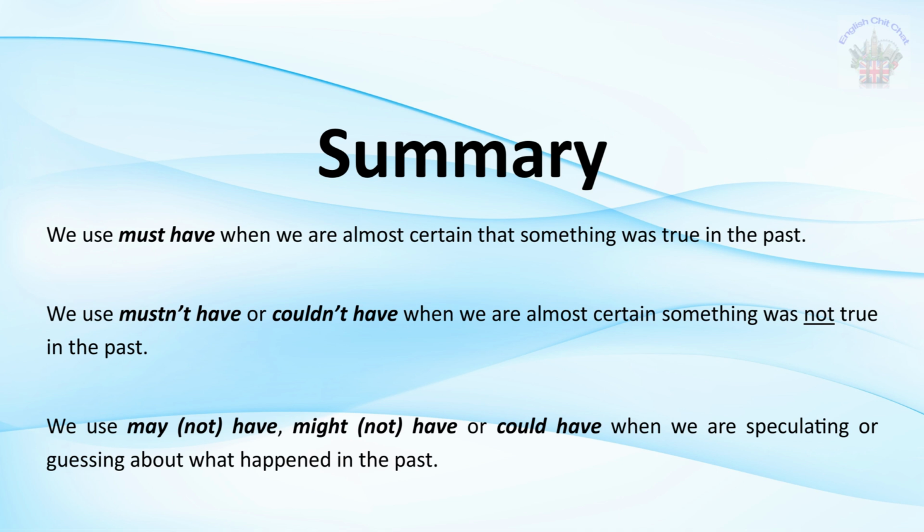Summary. We use must have when we are almost certain that something was true in the past. We use mustn't have or couldn't have when we are almost certain something was not true in the past. We use may have, might have, or could have when we are speculating or guessing about what happened in the past.